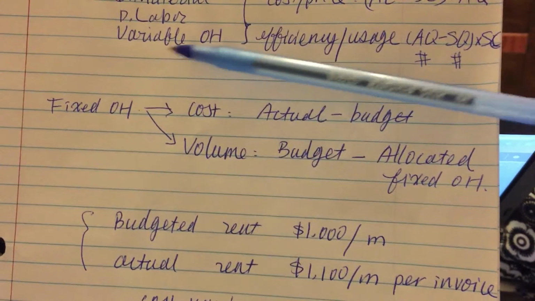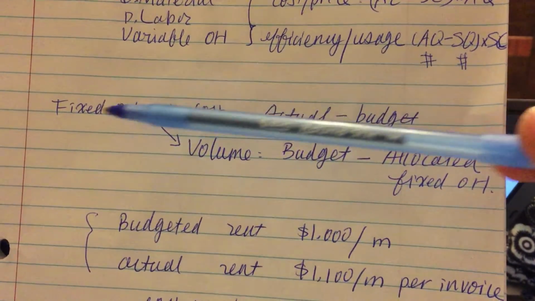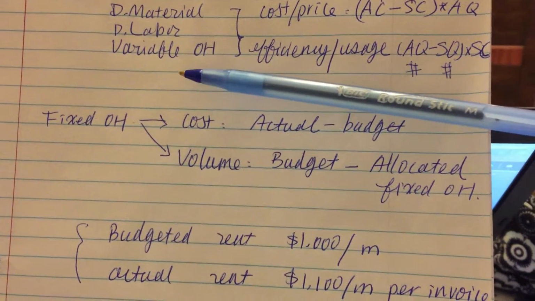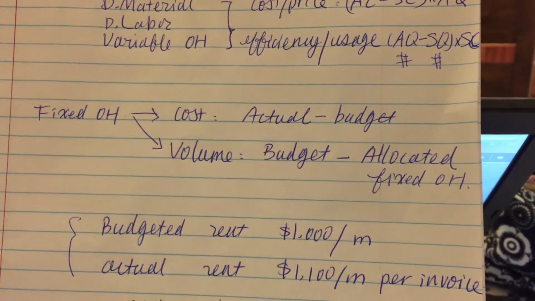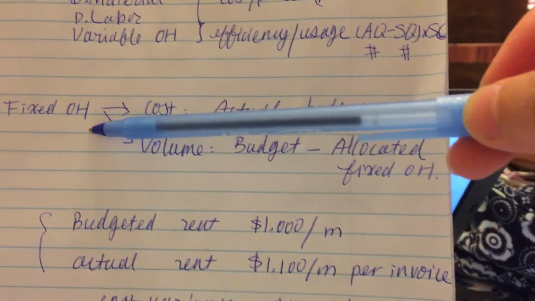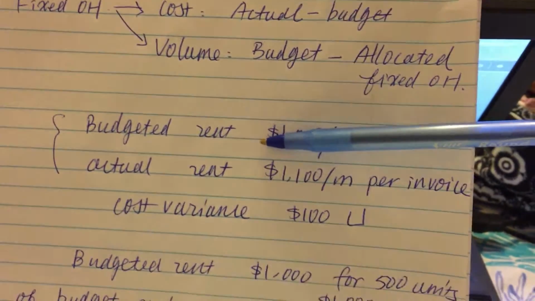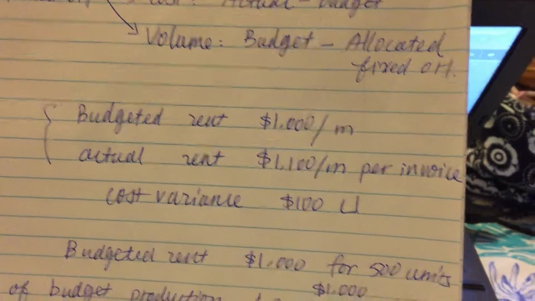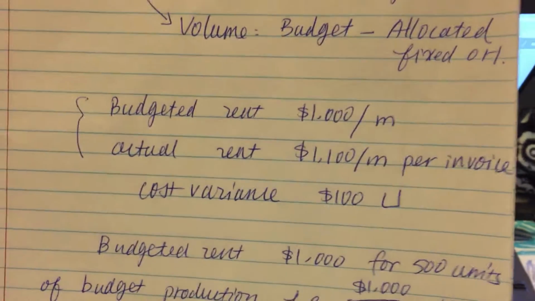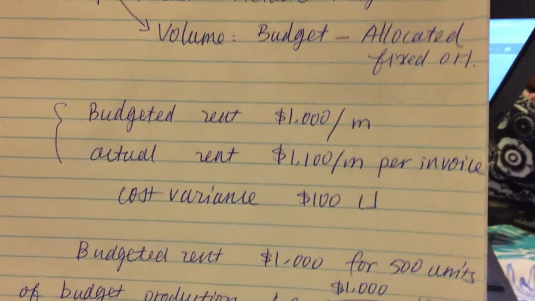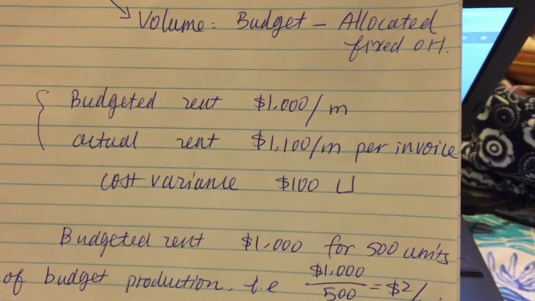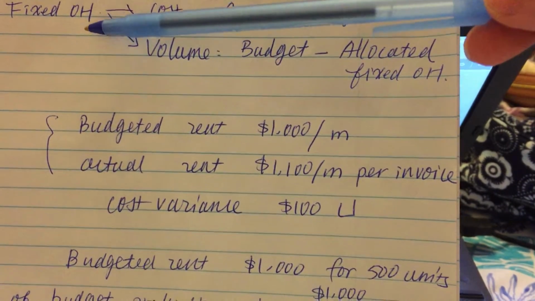The only difference between variable overhead and fixed overhead is that variable overhead varies with changes of the production volume, and fixed overhead doesn't. For example, the rent of a manufacturing building. We may be doing a maintenance shutdown with no production at all. We still have to pay the rent. We may be making 500 units or 200 units. We're still paying the same amount of rent. So that's why it's called fixed overhead.